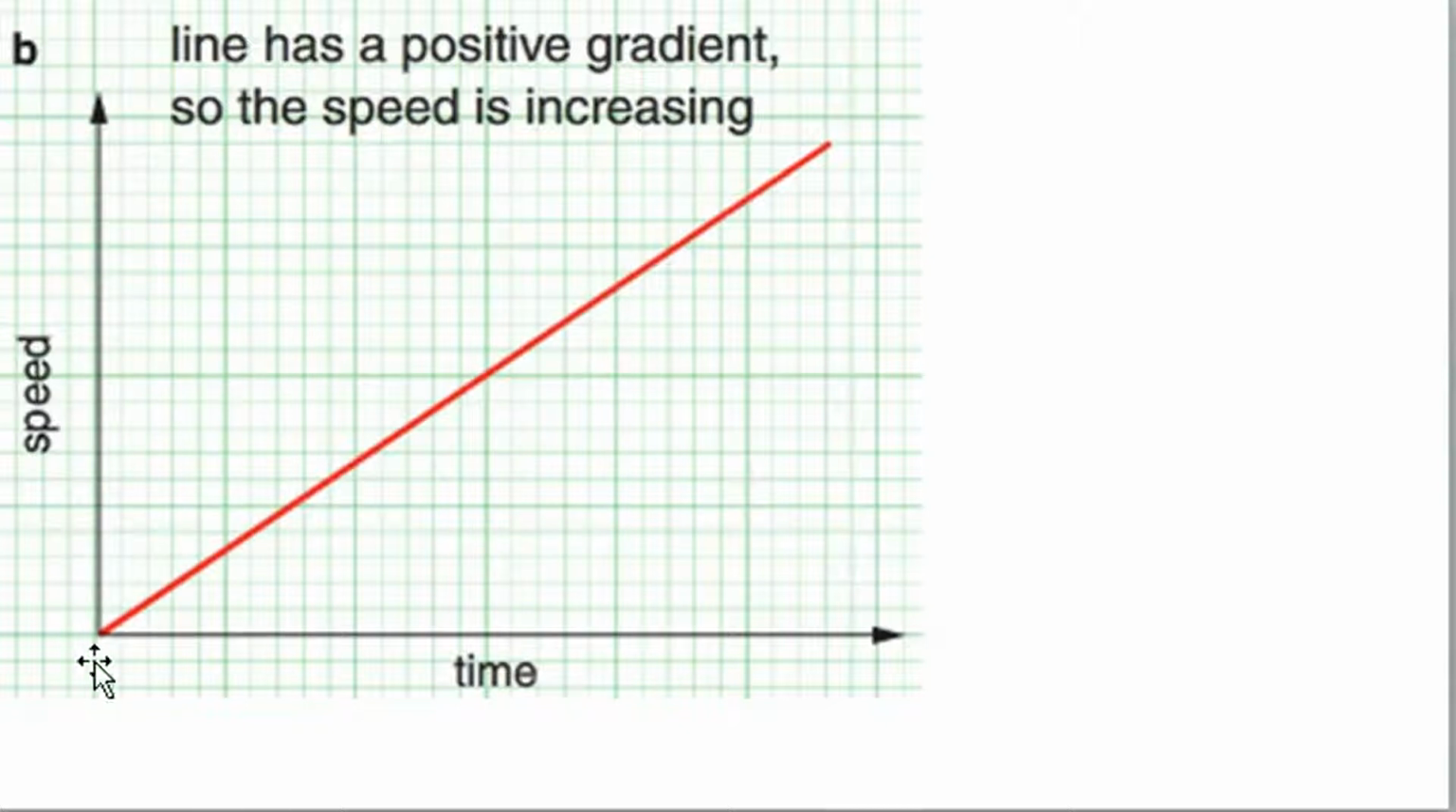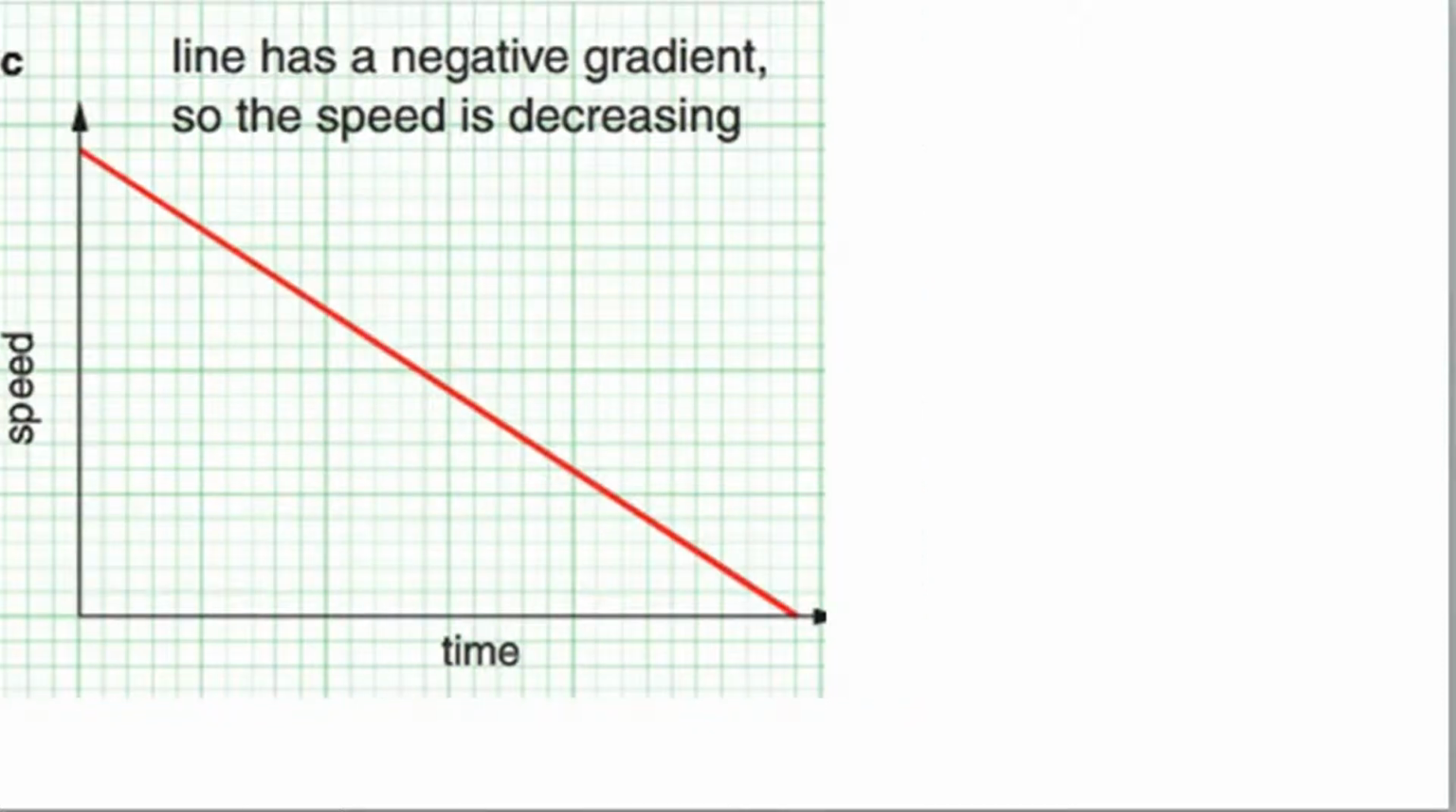How would you describe the motion here from this line? Well, the speed is increasing as time ticks on. Can we say anything else though? Well, we can say that it's a straight line, which means that it's increasing at a constant rate. The speed is increasing at a constant rate. What that means is each second, this object is increasing its speed by the same amount.